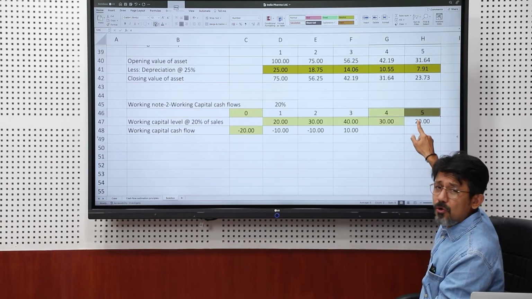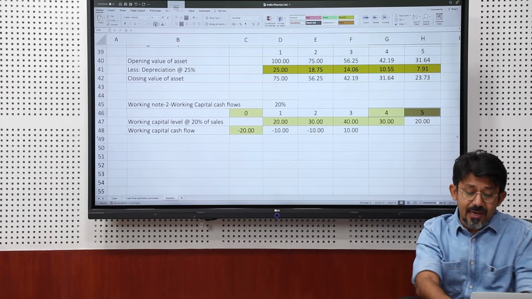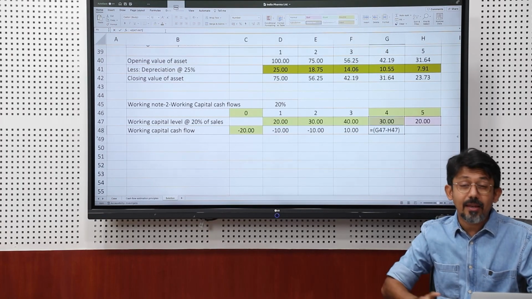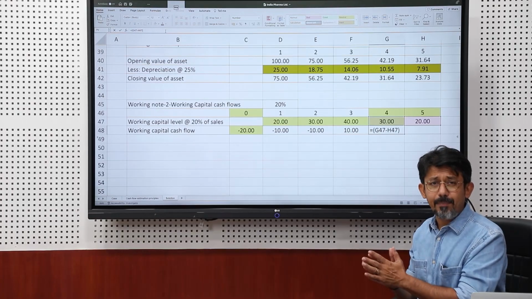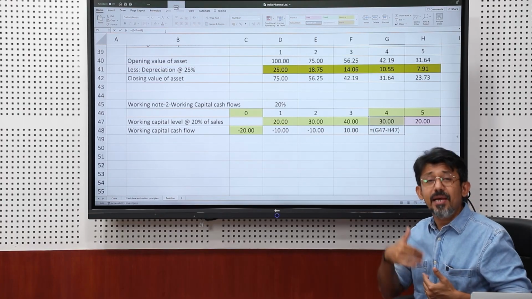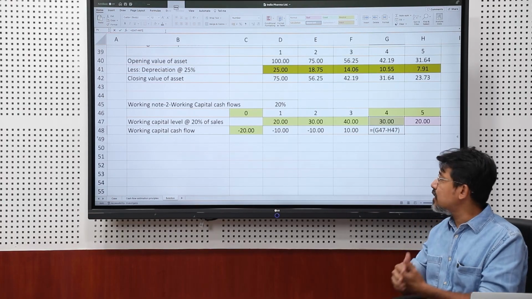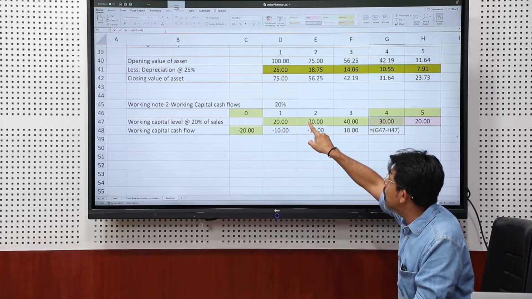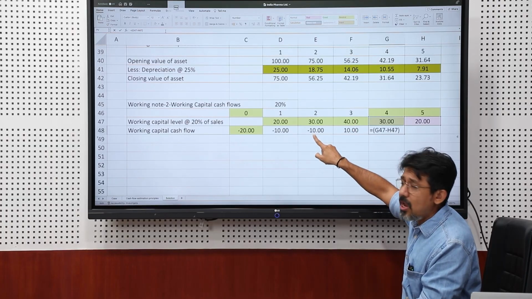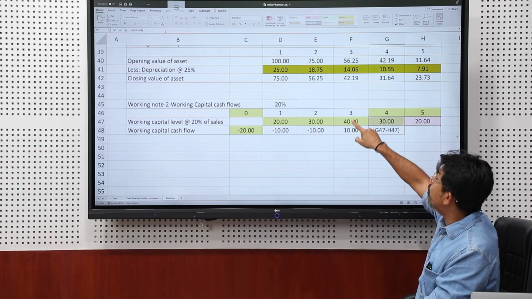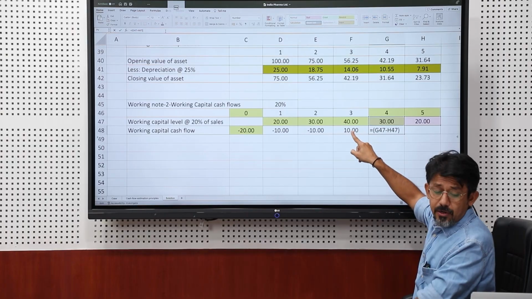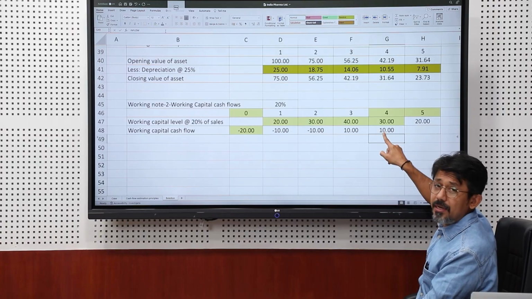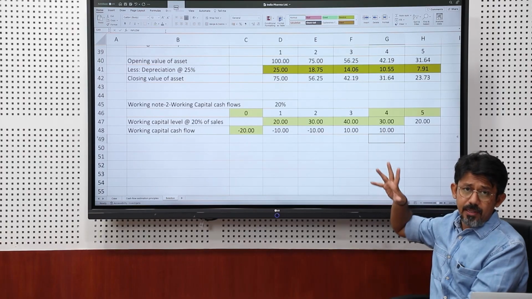From 30 million, it goes down to 20 million. So 10 million is positive again. It's a cash inflow. I repeat, reduction in working capital is a cash inflow. Increase in working capital is a cash outflow. So when it increased from 20 to 30, it was a cash outflow. 30 to 40, it was a cash outflow. But when it reduced from 40 to 30, it resulted in a cash inflow. Again, from 30 to 20, it resulted in a cash inflow of 10 million.